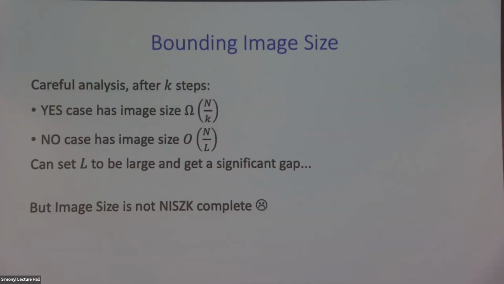So if you do the analysis carefully, you see that in the yes case, it stabilizes after k steps to an image of size n over k. Whereas in the no case, we had this single step in which we compressed by a factor L. And it turns out that this injectivity problem is NISZK complete or hard, even when L is very large. So this is good enough in terms of getting a gap. The difficulty though is that just looking at the image size is not NISZK complete. It's NP complete. It's not good for us. Still, it's kind of close enough.